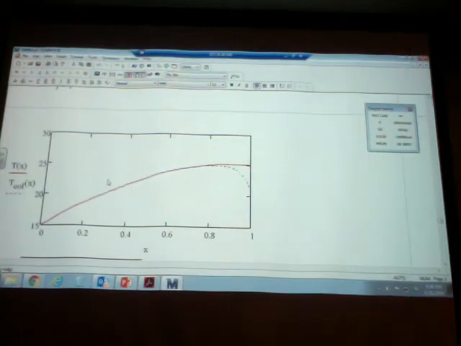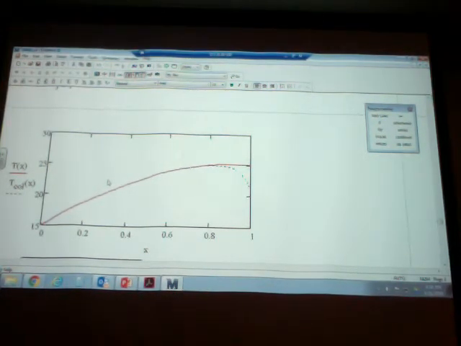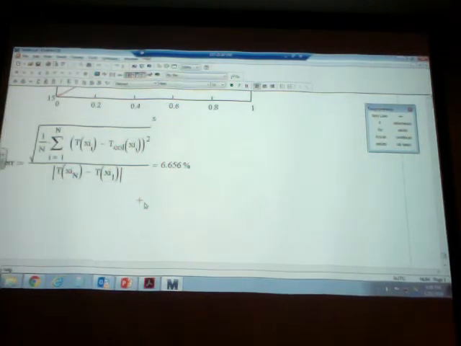Okay? So that's the type of thing that we need to be careful about when dealing with computers, that the computer is not perfect. So if we update this, now we're at 6.6%. Obviously that solution is not correct.